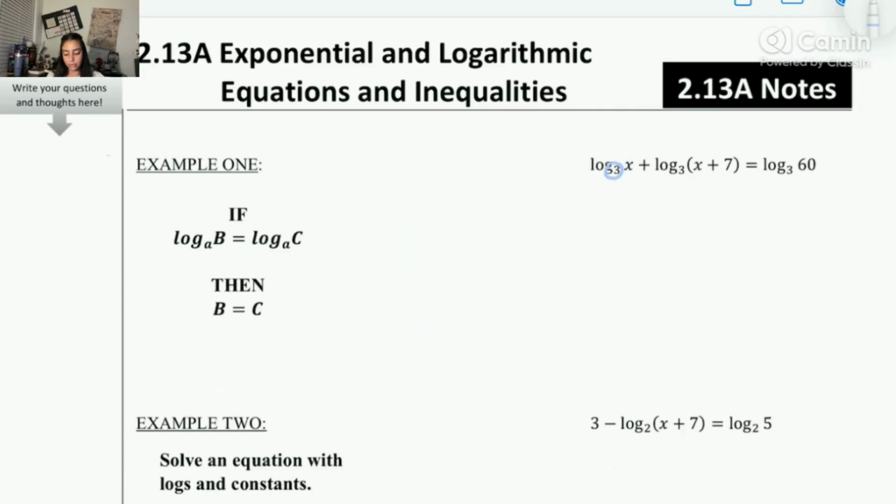You see right here that they both have the same base, and you're adding them, which means we can use that first rule that we went over and multiply whatever's in the parentheses. So log base 3 of x times x plus 7 equals log base 3 of 60. And because both sides of the equation have log base 3 in it, you can just discard that and just look at the x times x plus 7.